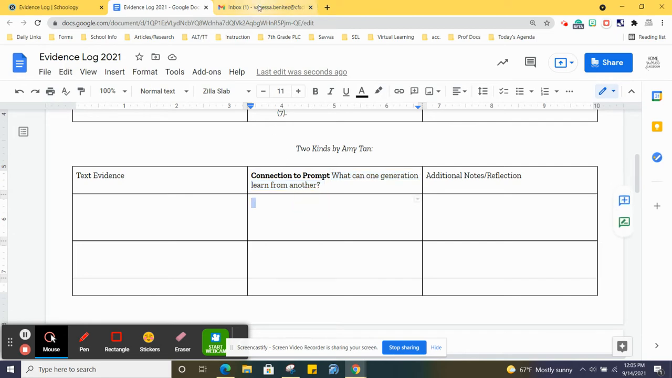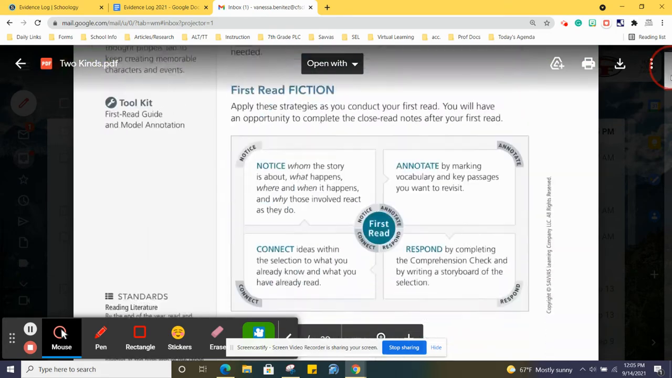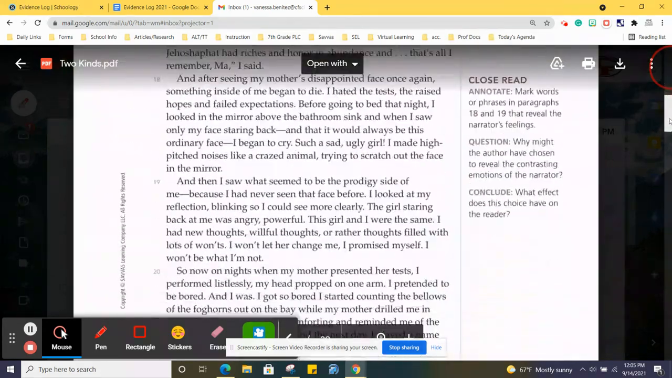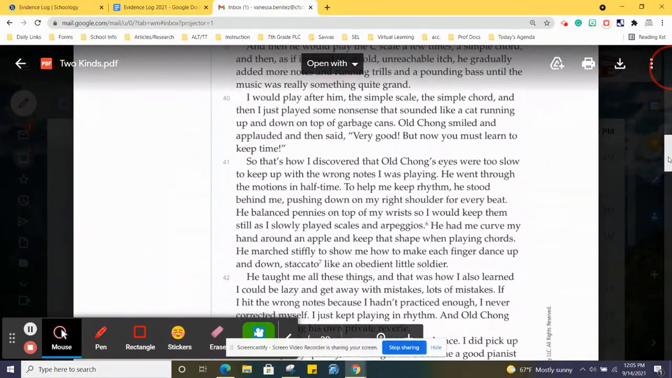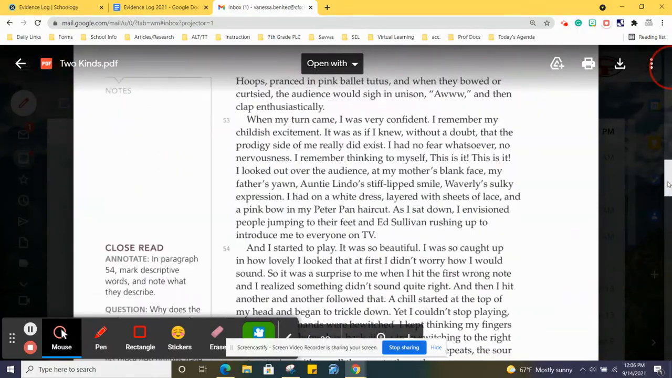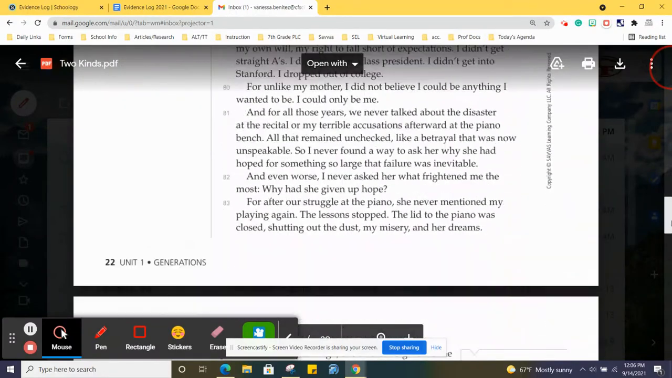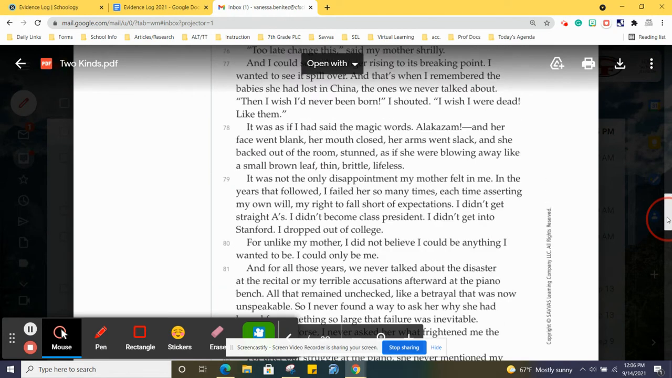So we're going to have to go into our textbook. Yours is in the book. Mine right now is just online, so I'm going to have to search. There's many times where I feel like Amy learns from her mom, or mom learns from Amy, or even Amy learns from Mr. Chong, her piano teacher. But the first moment that I can think of is right after her piano recital on page 22. Go ahead and get to page 22.